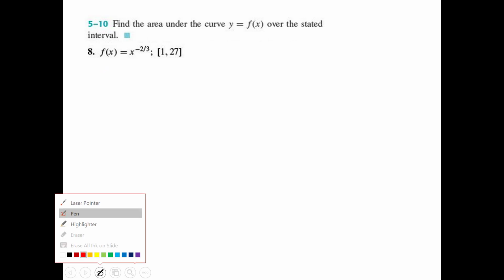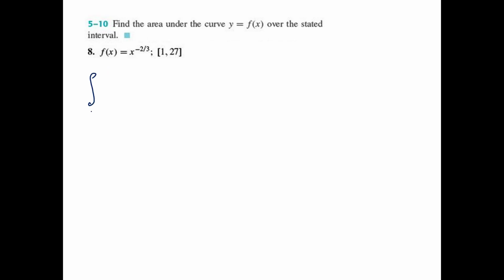Okay, so let's practice this. Find the area under the curve y equals f of x over the stated interval. Again, what gives you the area under the curve is the definite integral. So the definite integral from 1 to 27 of x to the negative 2/3 dx. Now with the fundamental theorem of calculus, no need to approximate with rectangles and then take the limit. Now we can just find an antiderivative. This is just a basic power function. We add 1 to the exponent: 3/3 minus 2/3 is 1/3. Multiply by that reciprocal and evaluate it from 1 to 27.